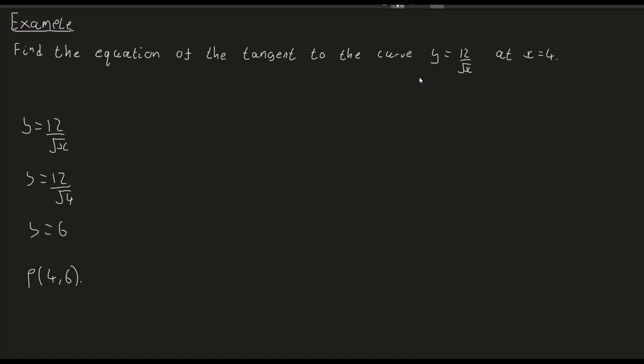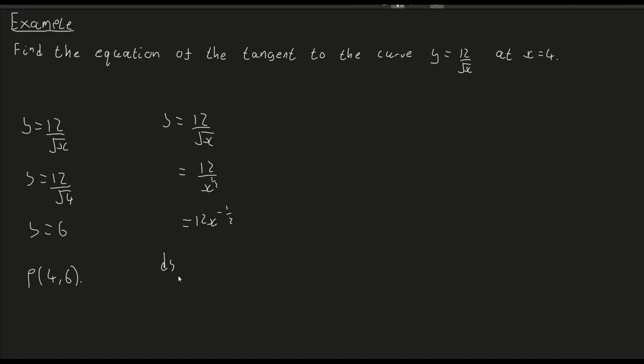So I need to find also the gradient, and in order to find the gradient I have to differentiate this, but I see that the equation that we have is not in differentiable form. So before I even start, I'm going to just write my equation down, 12 over the square root of x, and adjust this using the rules that we looked at in the previous videos. So square root of x is x to the half, bring that up, that's 12x to the minus 1 half, and then I can differentiate it now.